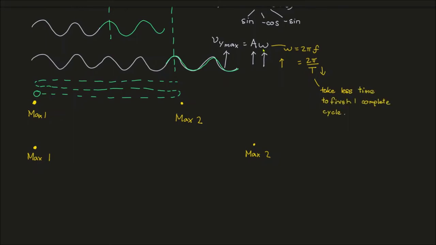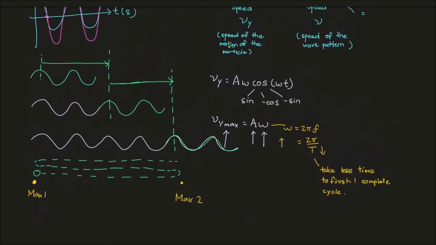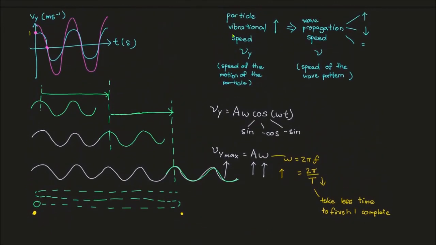So if I tell you that you have 5 seconds to travel from here to here, then probably you will be jogging. The particle will be jogging. If you have 1 second only to move through this distance, then probably you'll be running. Okay, that's why when the period decreases, the omega increases. So as omega increases, your particle has to vibrate with a greater velocity. So by changing the amplitude or changing the angular frequency, essentially you'll be changing the particle vibrational speed. So that's for particle vibrational speed.